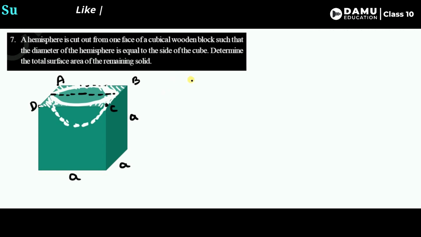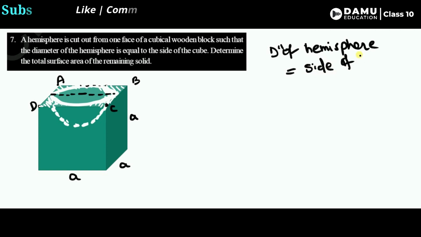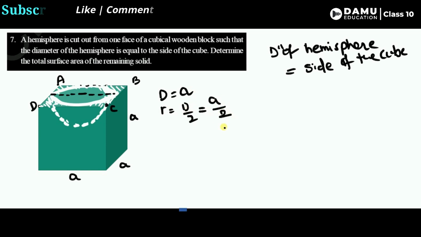So we need to take this block here. What is the total surface area of the solid? The diameter of the hemisphere will be equal to the length of the side of the cube. Let's take the cube side as a. That means the diameter will be equal to a, then the radius will be equal to a by 2. So this is the radius of the hemisphere.